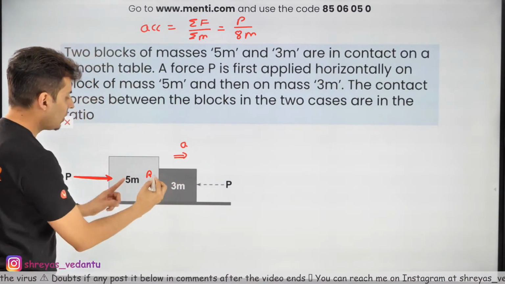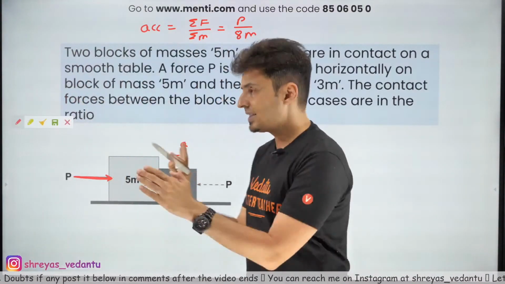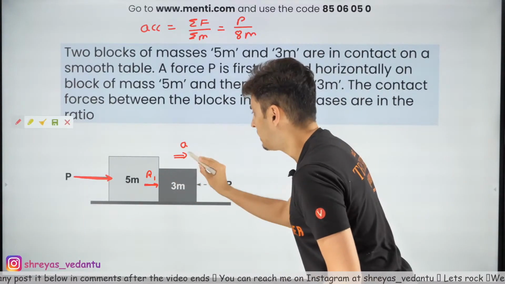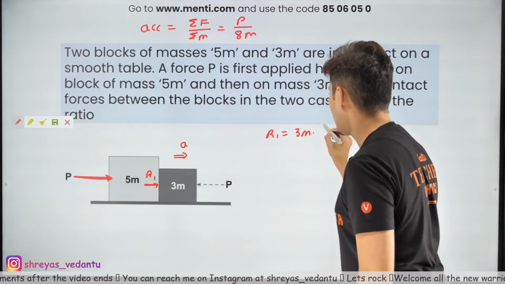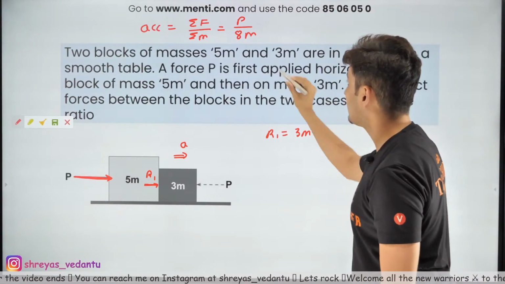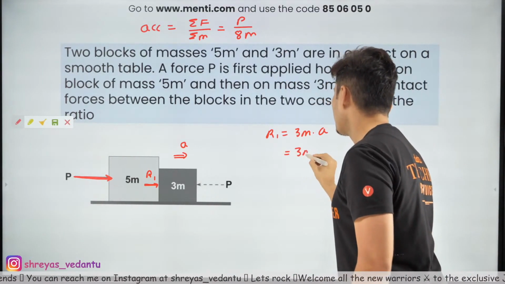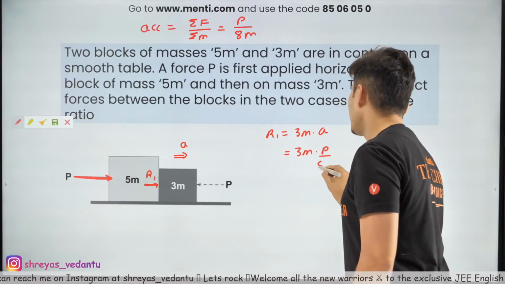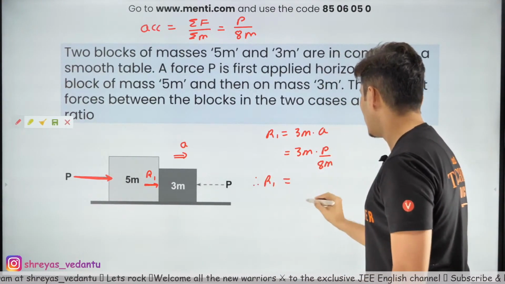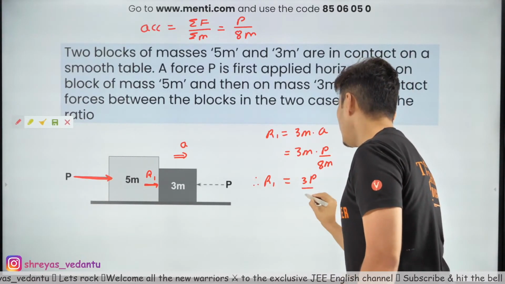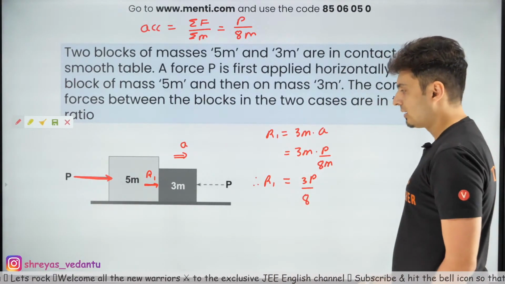That's why it will have some acceleration. Okay. So, using basic FBD, R1 I can say is 3m into acceleration. But acceleration is nothing but P by 8m. So, therefore, R1 will be equal to 3P by 8. That's what I get.